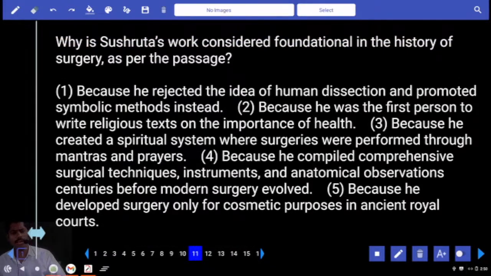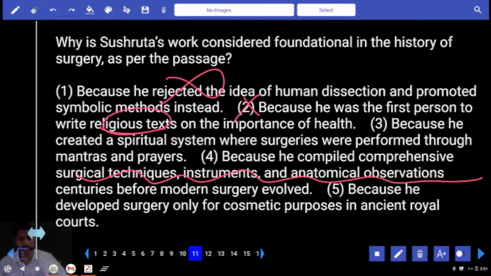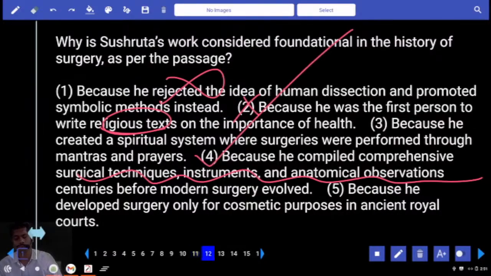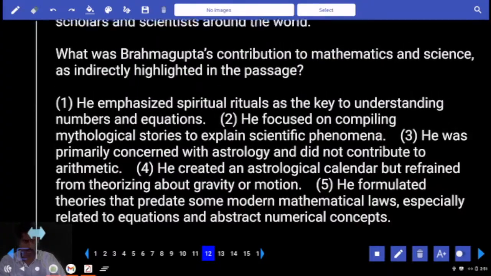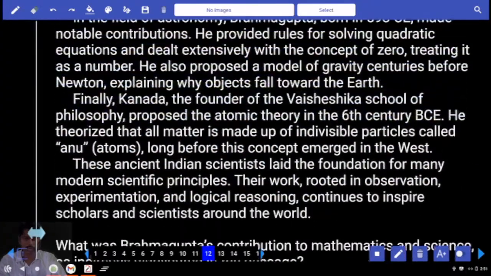He rejected the idea of human dissection, no, because he was the first person to write religious texts. He is into surgery. Because he created a spiritual system where surgeries were performed through mantras, prayers. Through mantras, surgeries can be performed. Because he compiled comprehensive surgical techniques, instruments, anatomical observations. Yes. Because he developed surgery only for cosmetic surgery purposes. Answer 4.